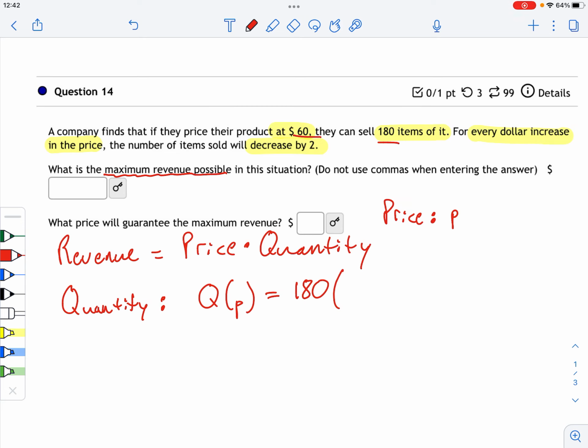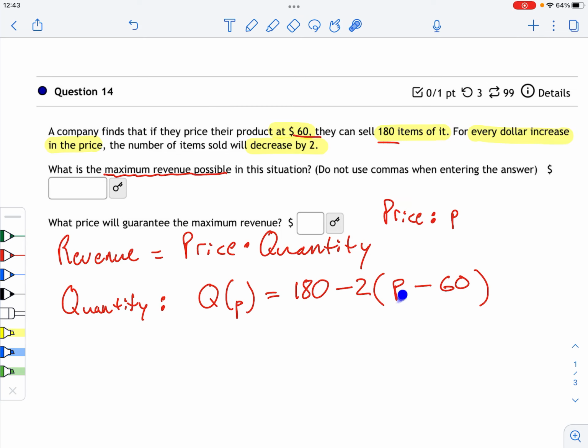And then we have to figure out how much we're going to raise the price over 60. We'll assume that we're not going under 60. So this quantity will be decreased by 2 for every dollar that's over $60. So we take our price, whatever price you pick, $75, let's say, and we subtract 60. What does that tell us? This tells us how much over $60 we are. So if you put 75 in here, for example, you'd be $15 over. And we know that 2 times whatever that is, is how many fewer items we'll sell.